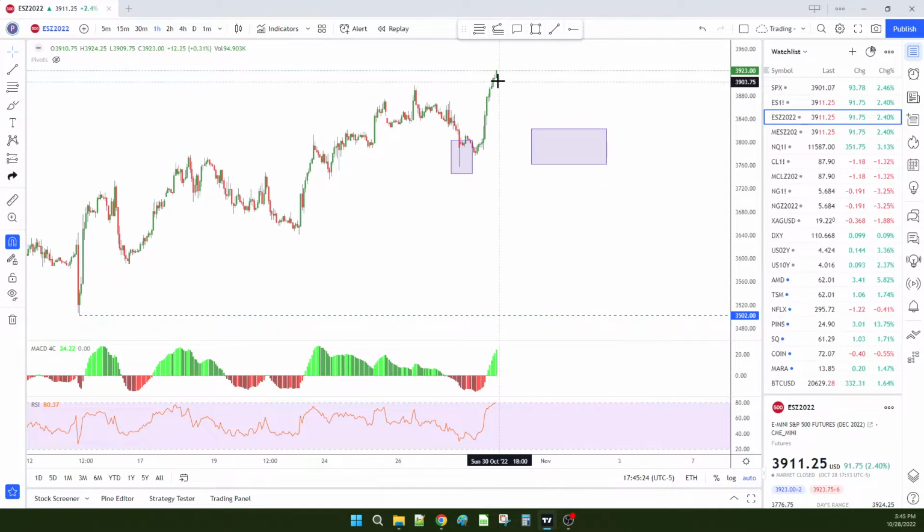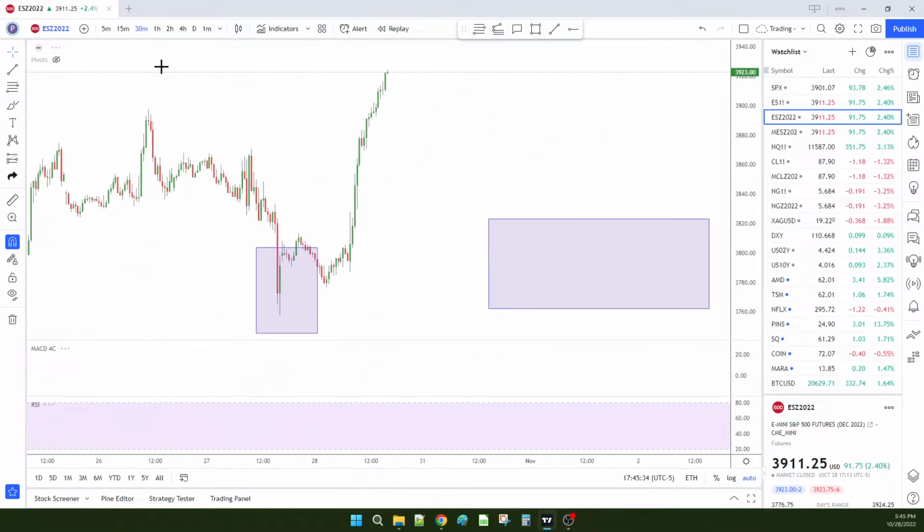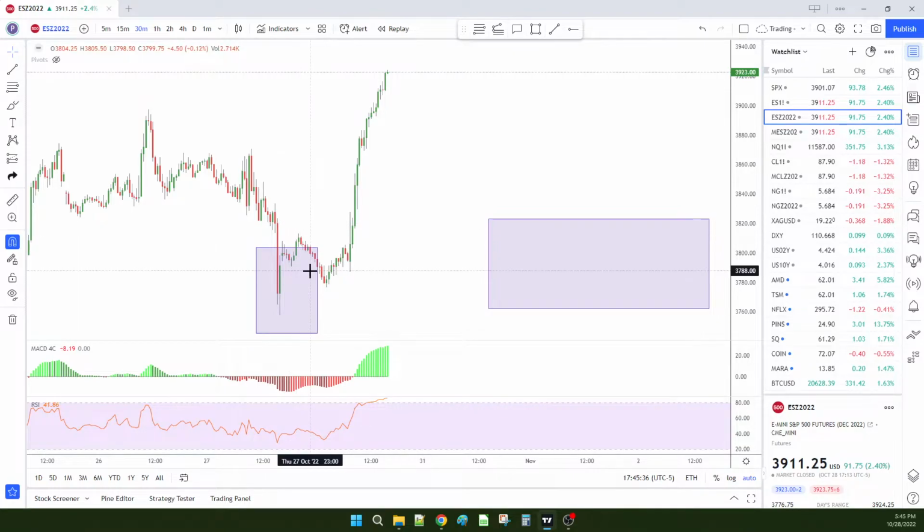So I kind of see the S&P stalling out here. It's probably going to correct. If we zoom in just a little bit, it looks like 1, 2, 3 up, and then probably got 1, 2, 3 down.